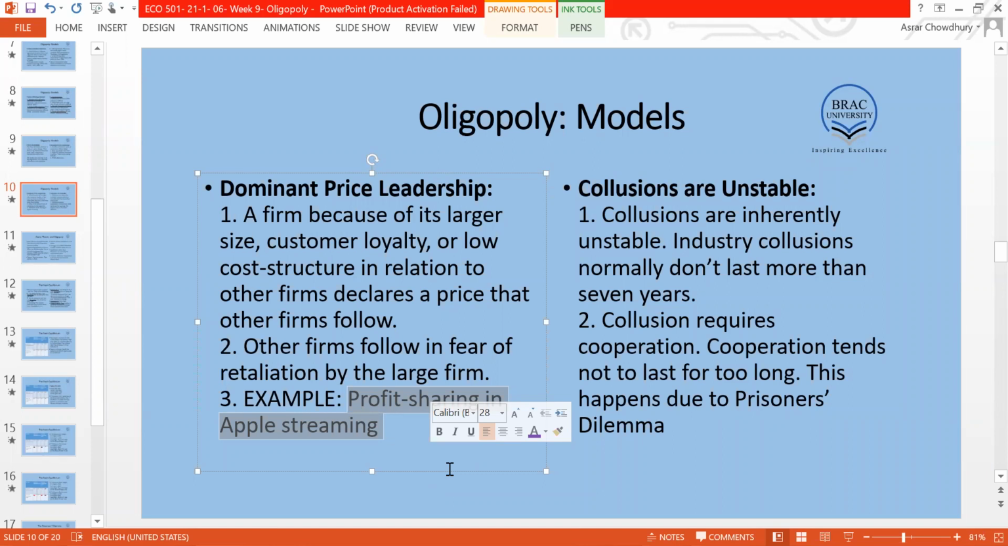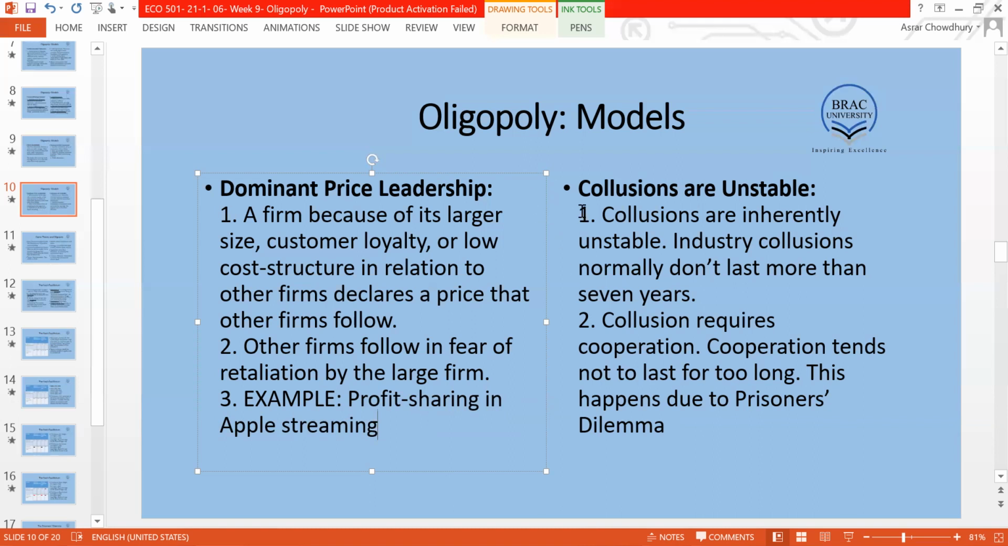Okay, whatever the reason, that's why in dominant price leadership models, one dominant firm decides the price, everybody else accepts it. Why? Because if China gets upset, next year they might say we won't let Bangladeshi films enter the Chinese market. Finished. You lose the opportunity to enter a very big market.